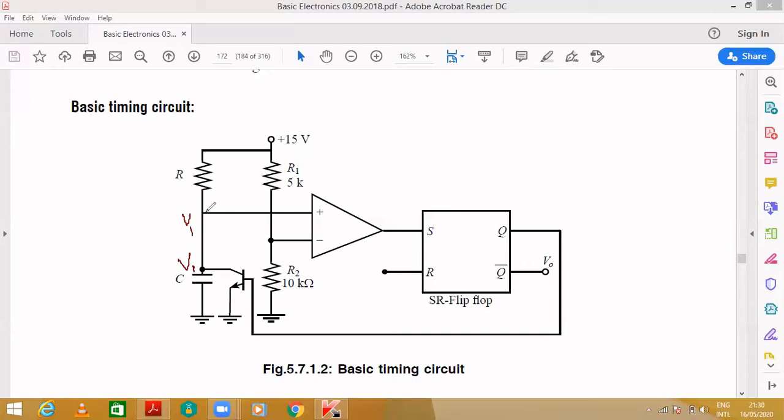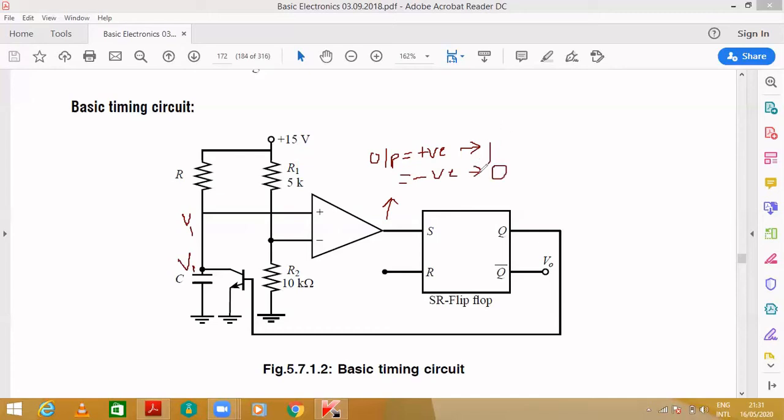First, the flip-flop, I already told you this flip-flop is a digital circuit. It takes only digital values. But the op-amp gives an analog output, isn't it? So how can you convert this? Suppose the output of this op-amp is a positive value, and I take it as 1. That's why we need a threshold. Suppose the output is negative, we take that as 0.